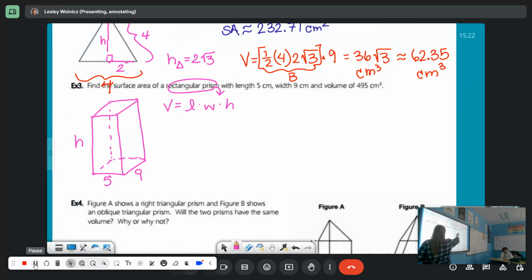So I'm going to put in all the stuff I know. I know the volume is 495. I know the area of my base is 45. Length times width is 45. What I don't know is the height. Divide it away. Divide away the 45. Is it 11?